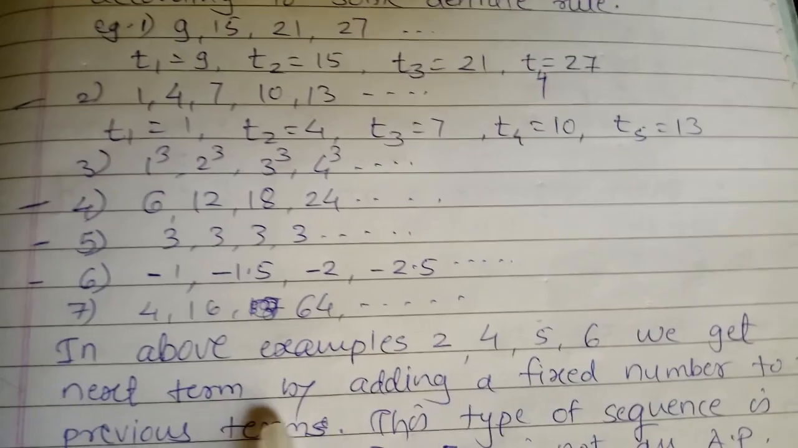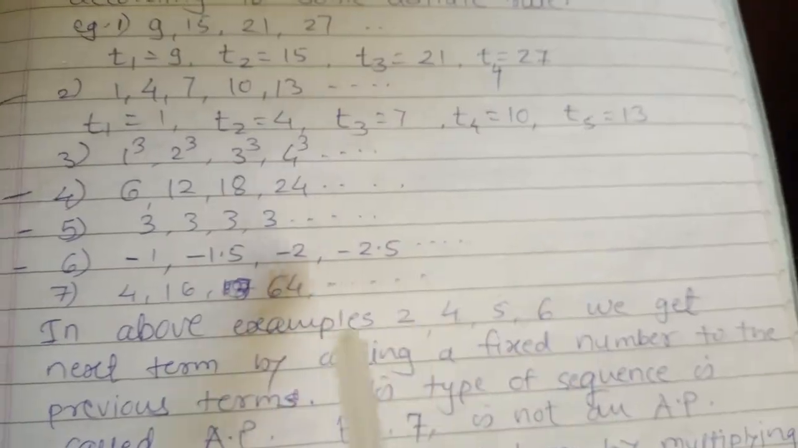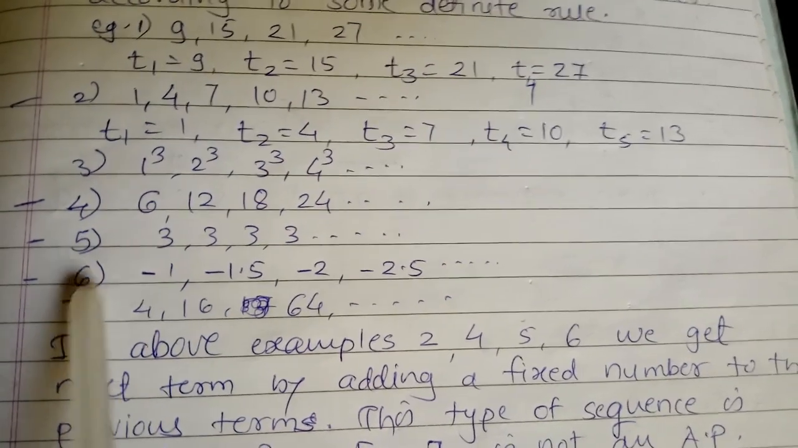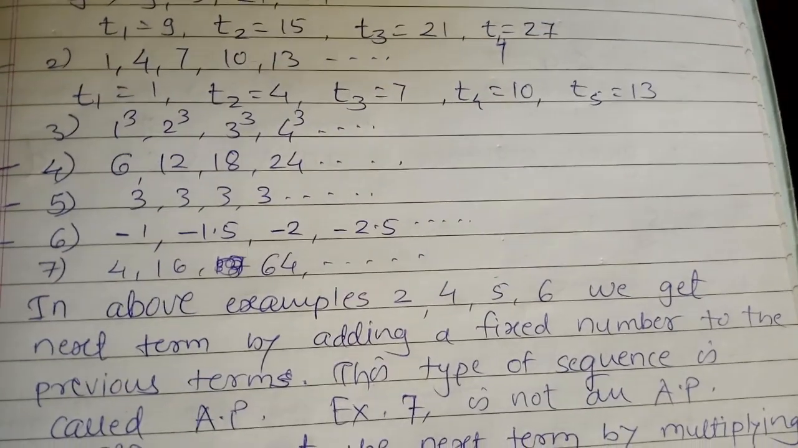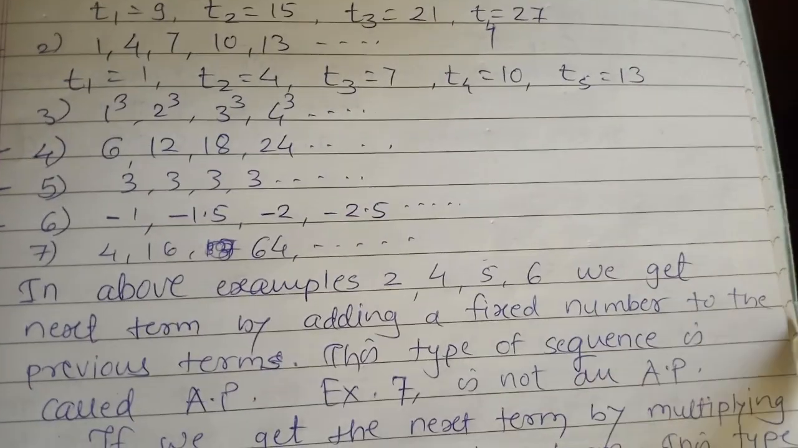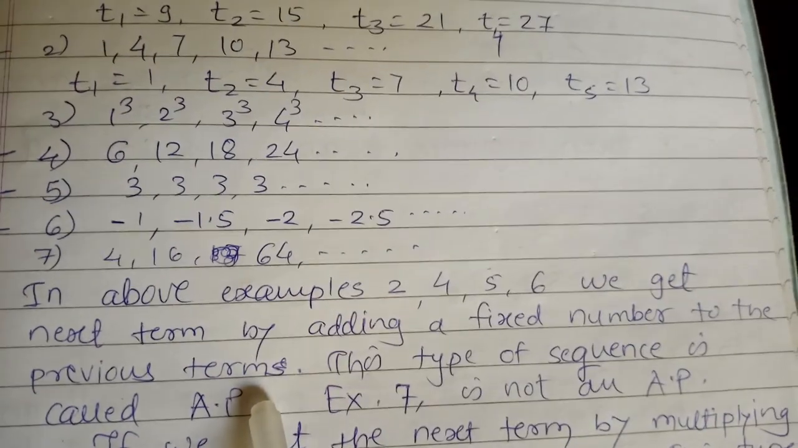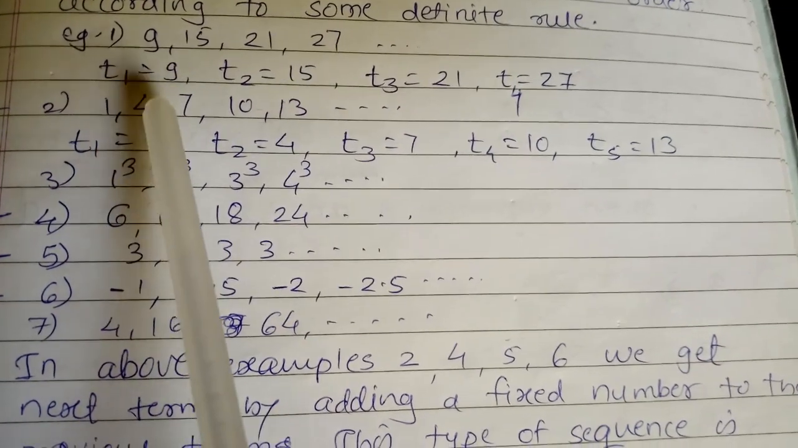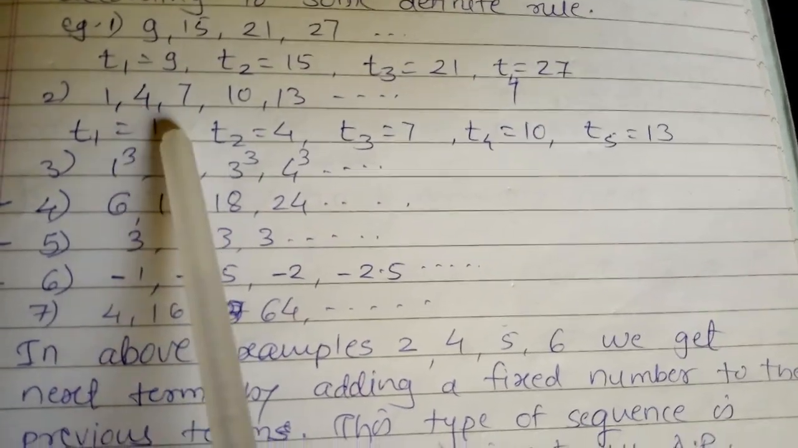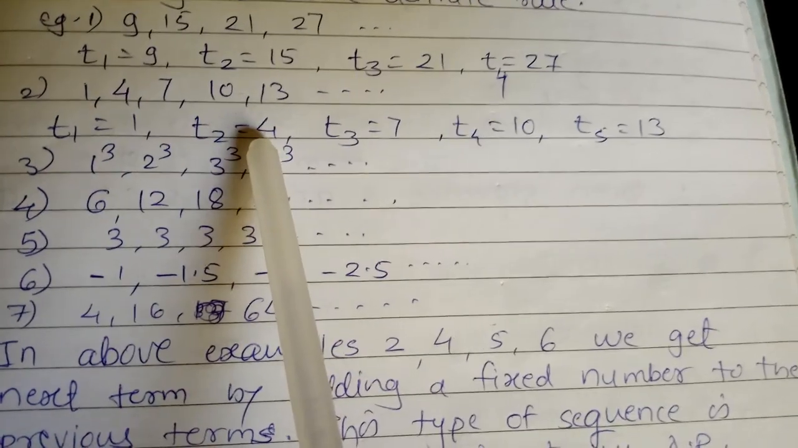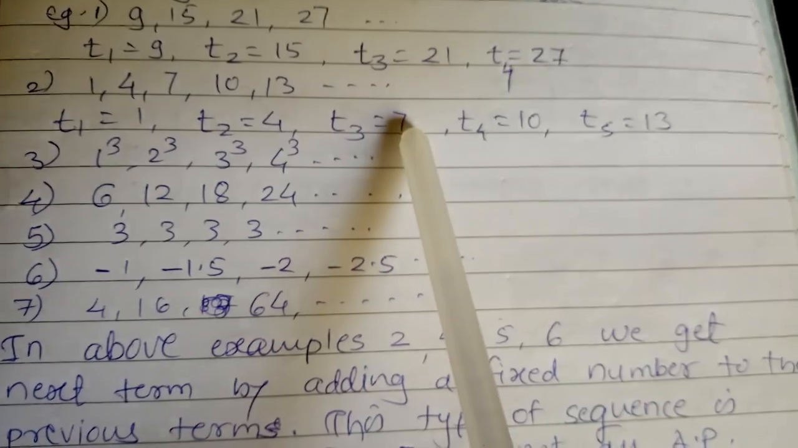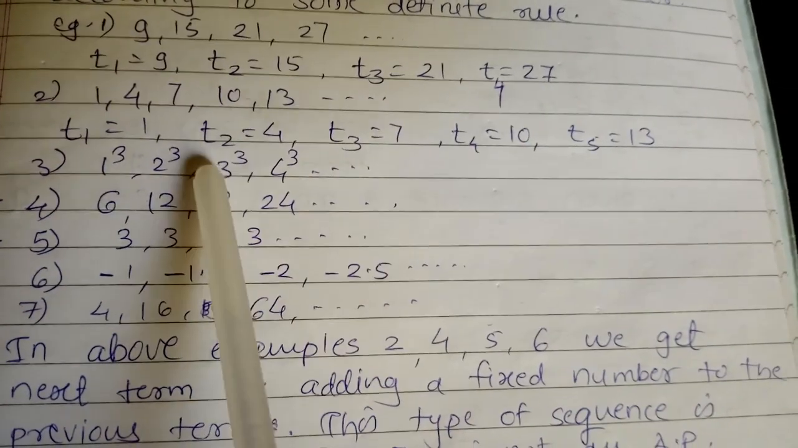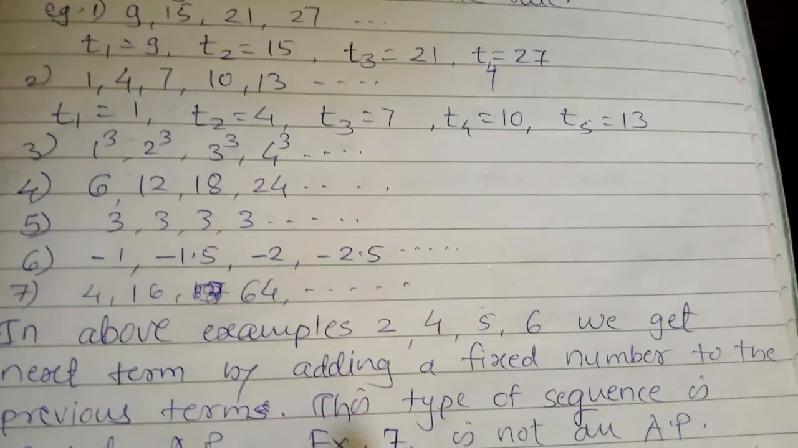So in all the above examples, see example number 2, then 4, 5 and 6. We get the next term by adding a fixed number to the previous term. What is the meaning of this? We see the second example. The first term is 1, and by adding 3 we get the second term. Again by adding 3 we get the third term. Again by adding 3 we get the fourth term, and similarly we get the next term.